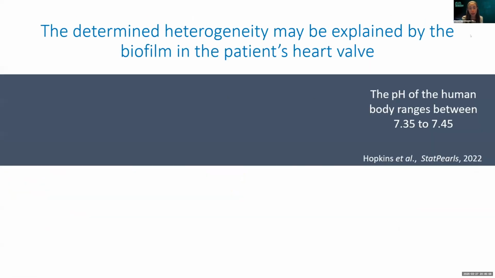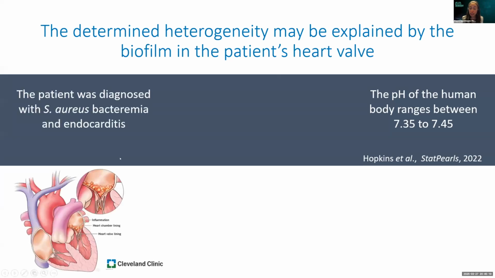But you can ask me, why would bacteria coming from the human blood be in acidic conditions? The human blood is actually slightly basic. But we also know that this specific patient was diagnosed with bacteremia, bloodstream infection, with endocarditis. Endocarditis is an infection in the heart's valve, and it was also found to contain a biofilm.